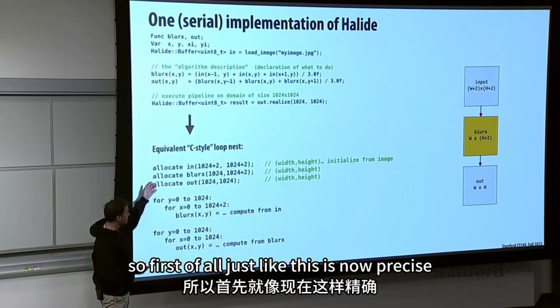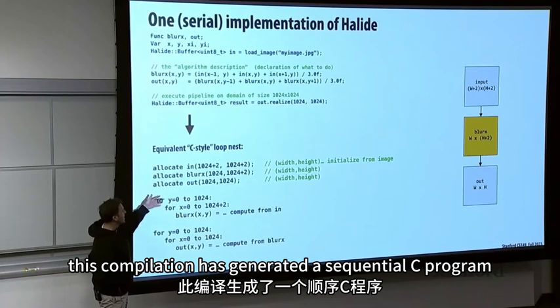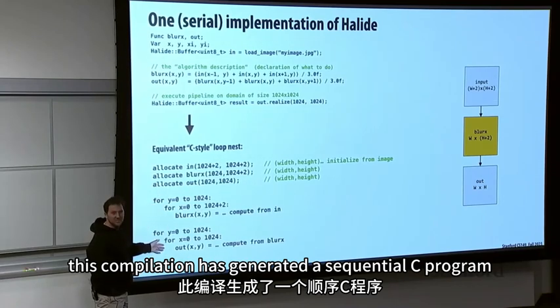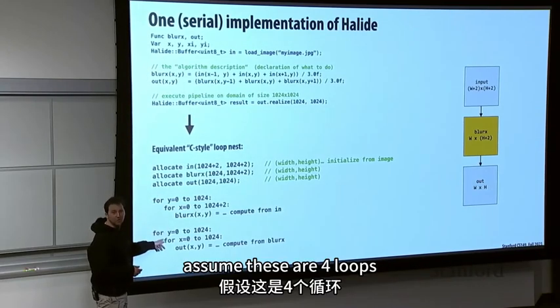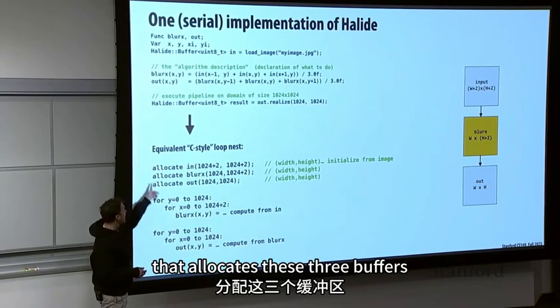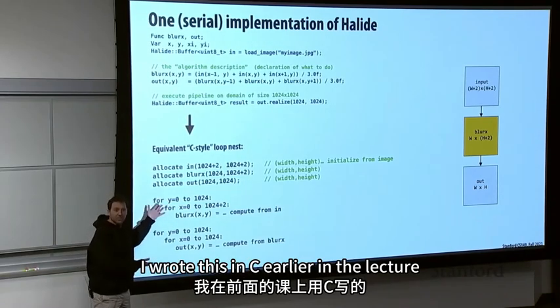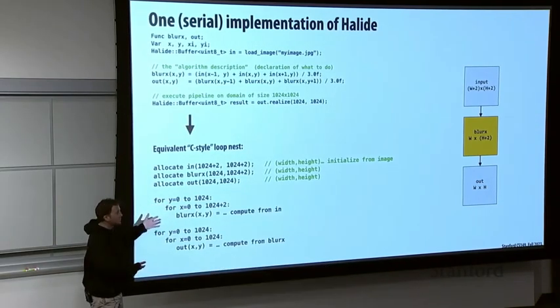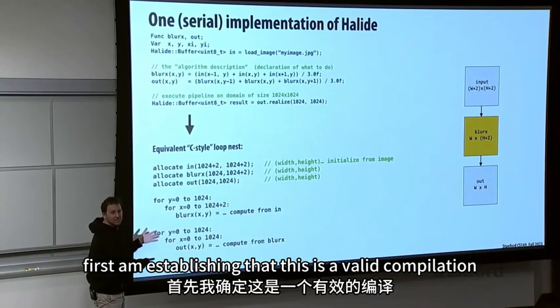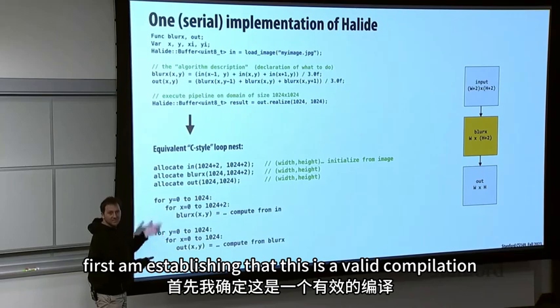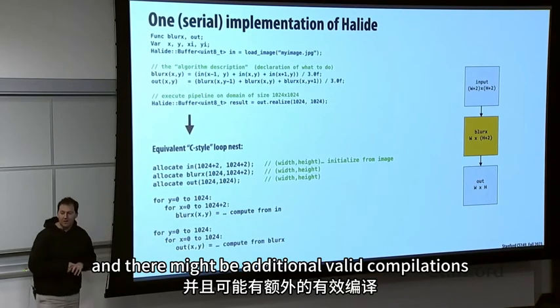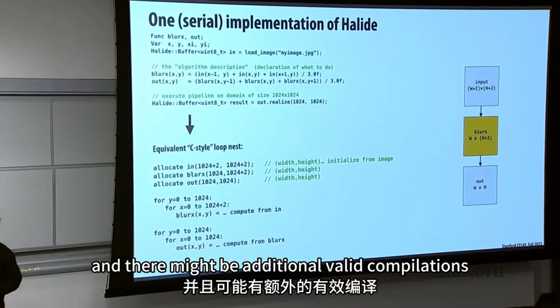It's coming. So first of all, this is now precise. This compilation has generated a sequential C program, like assume these are for loops, that allocates these 3 buffers. Exactly what we said. I wrote this in C earlier in the lecture. So I first am establishing that this is a valid compilation of that program. And there might be additional valid compilations.